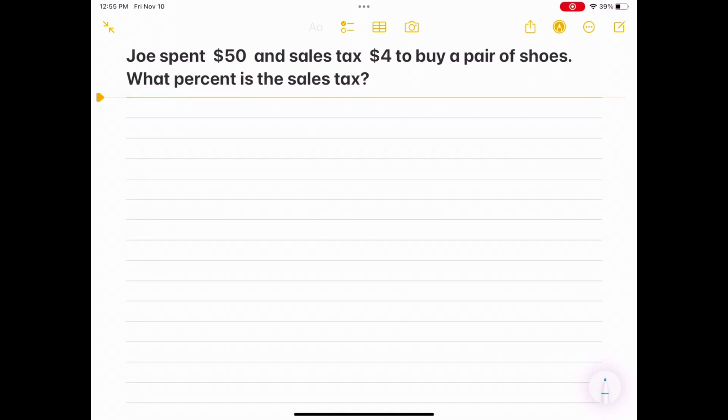Joe spent $50 and sales tax $4 to buy a pair of shoes. What percent is the sales tax? So we need to find what percent of 50 is 4. We rewrite this as a number sentence and call percent P. Of is times, so it will be P times 50, and is equal 4. So P times 50 equals 4.